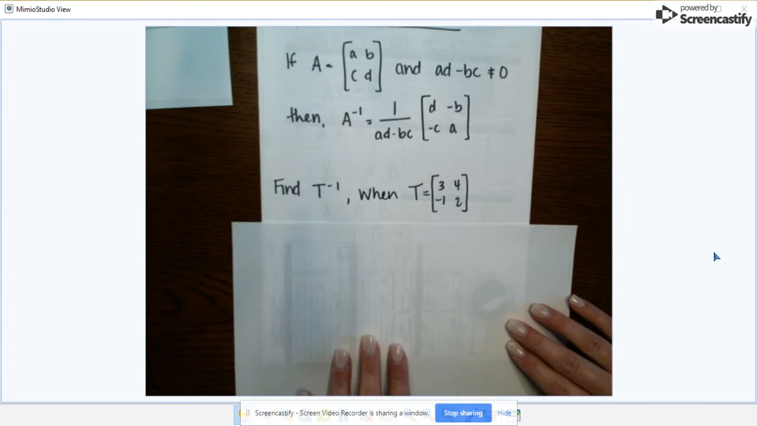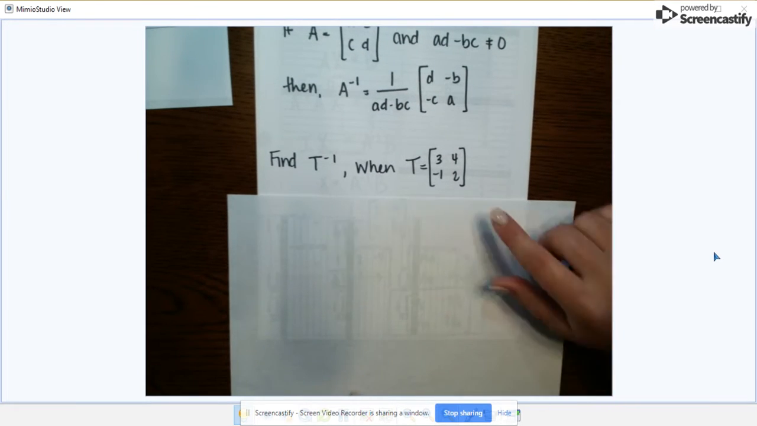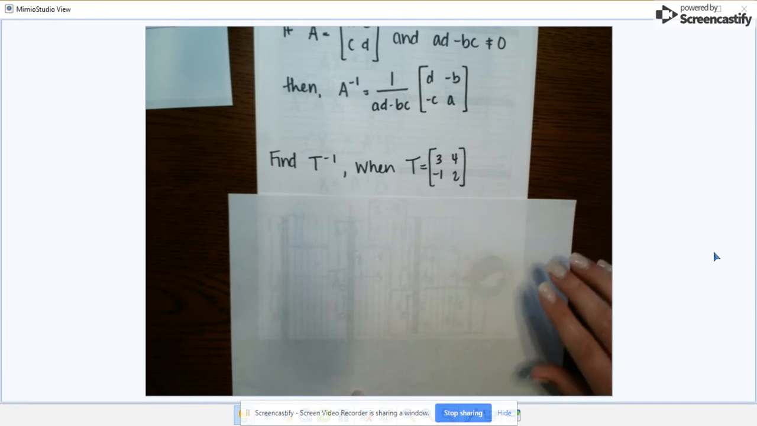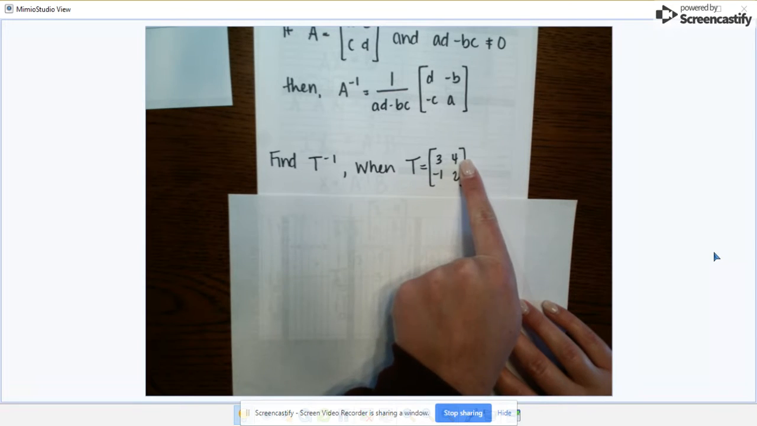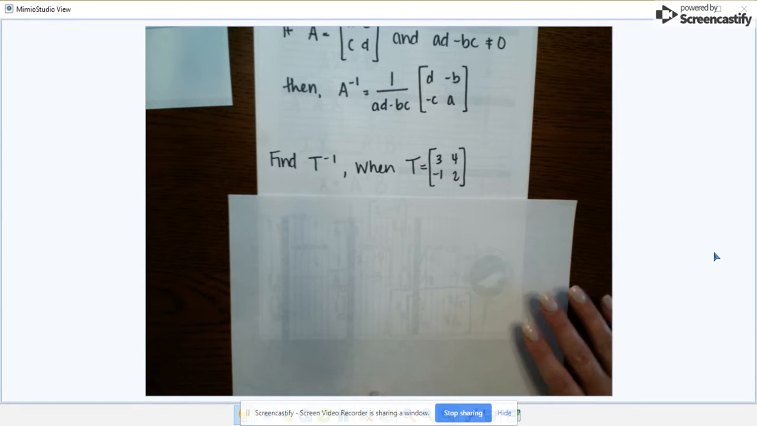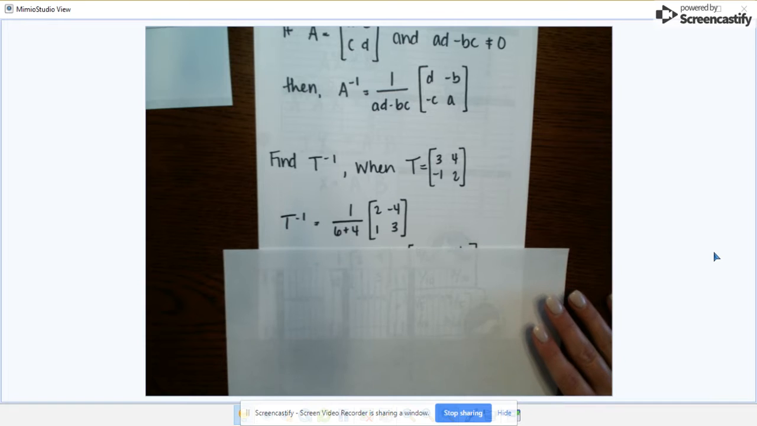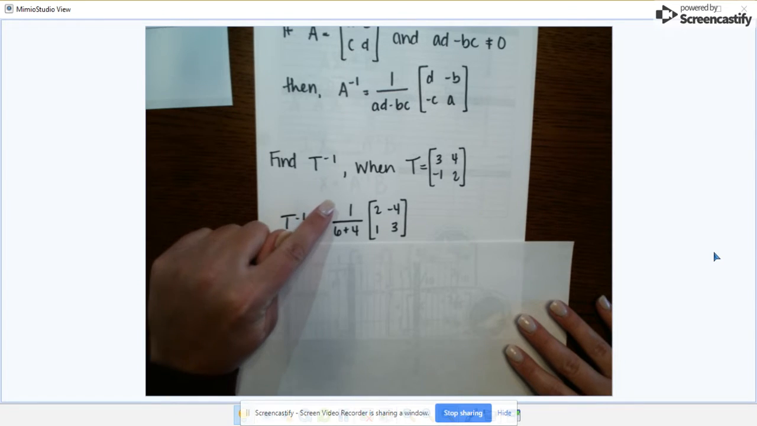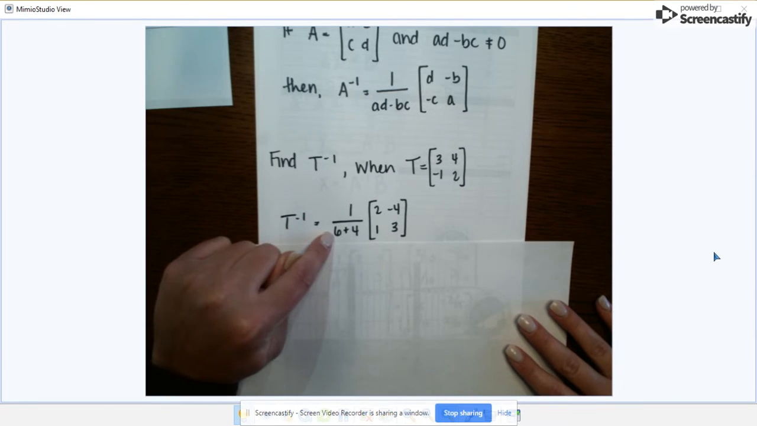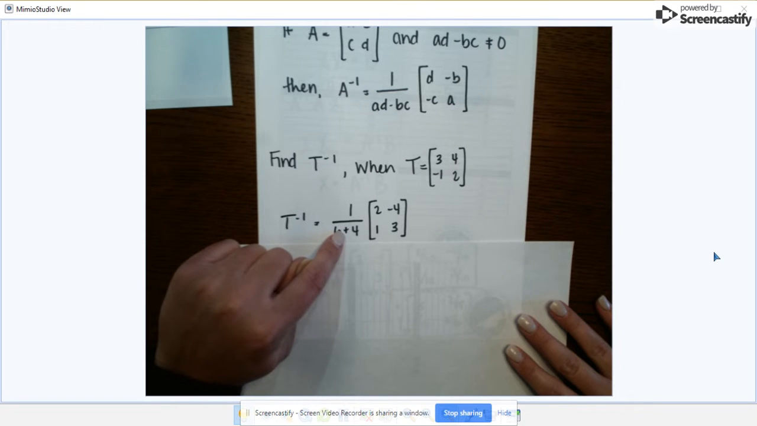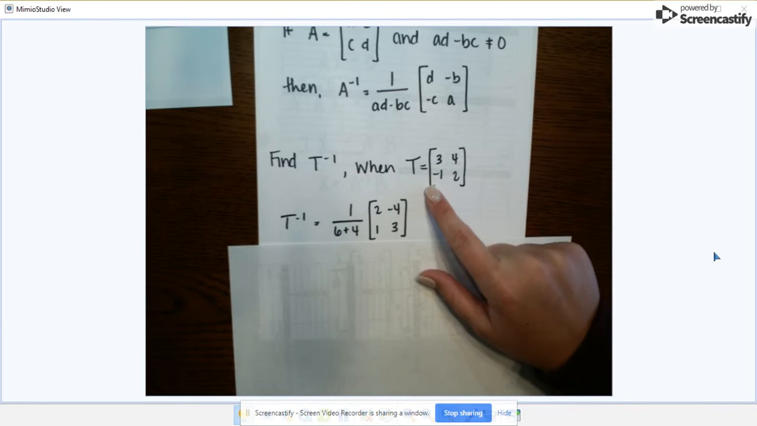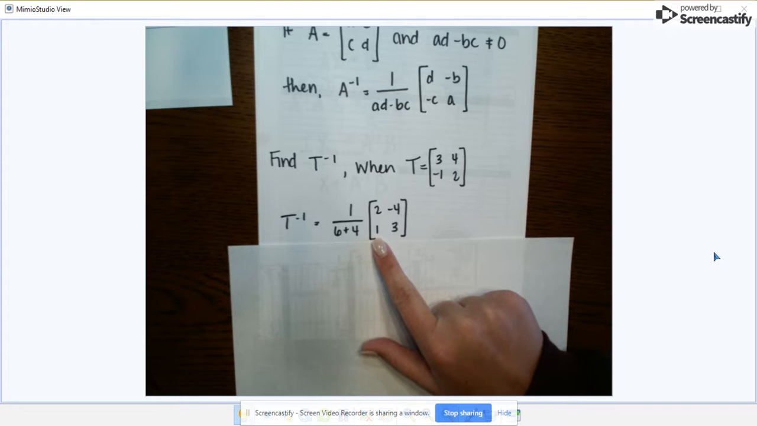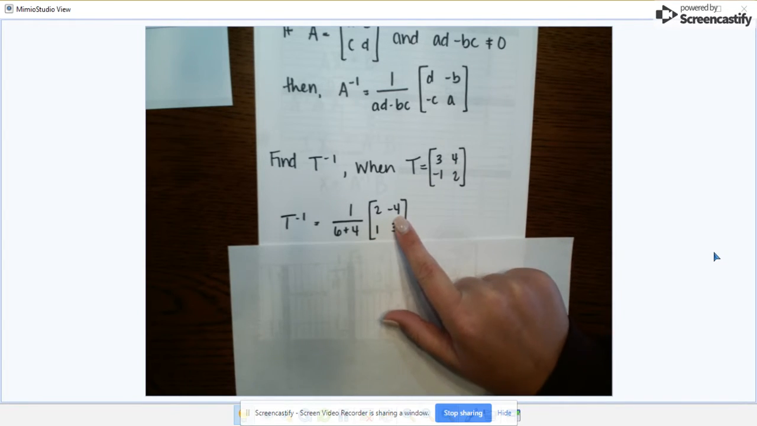So if T is my matrix, 3, -1, 4, and 2, I want to find the inverse. Well, first I have to make sure my determinant's not 0. So 6 minus -4 would give me a determinant of 10. So we're good. So we're going to find the inverse. 1 over 6, like I said, minus -4, that would turn into a plus. Here I have to switch my main diagonal, so that's why the 2 and the 3 switched. And then negate both of these. So -1 turns to positive, and then negate 4 to give you -4.